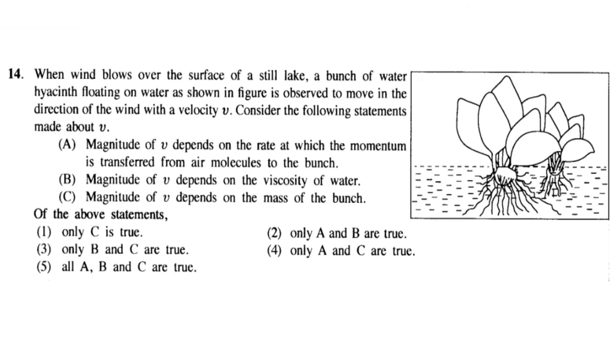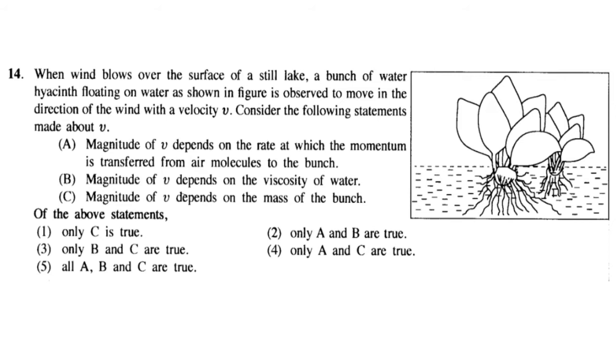Question number 14. A bunch of water hyacinth is floating on water in a still lake. The wind is blowing over the surface of this still lake, and it was observed that this bunch is moving in the direction of the wind and its velocity is v. And they have given three statements about v. A. Magnitude of v depends on the rate at which the momentum is transferred from air molecules to the bunch.